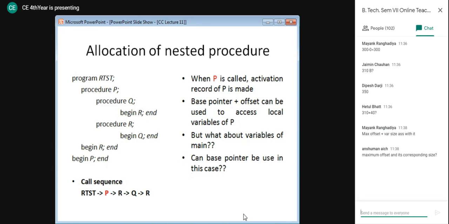Now, try to understand this scenario. From main, we are calling P, right? So when P is called, the activation record of P is going to be made. Base pointer plus the offset can be used to access the local variables of P. We have said that P can access variables of main, right? Can this base pointer be used to access the variables of main? What do you think?